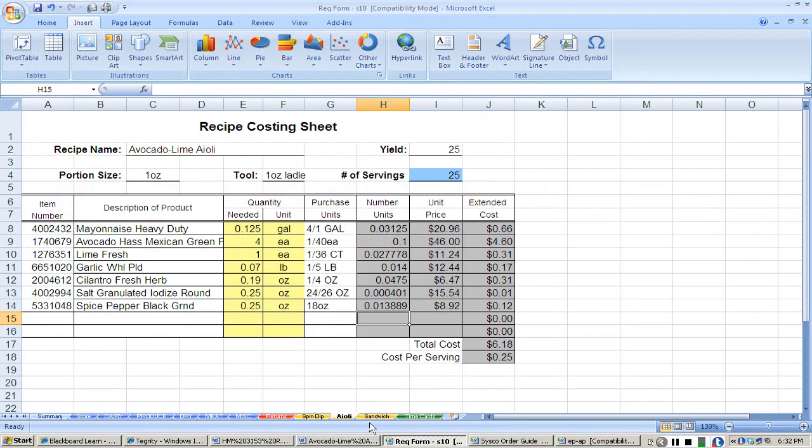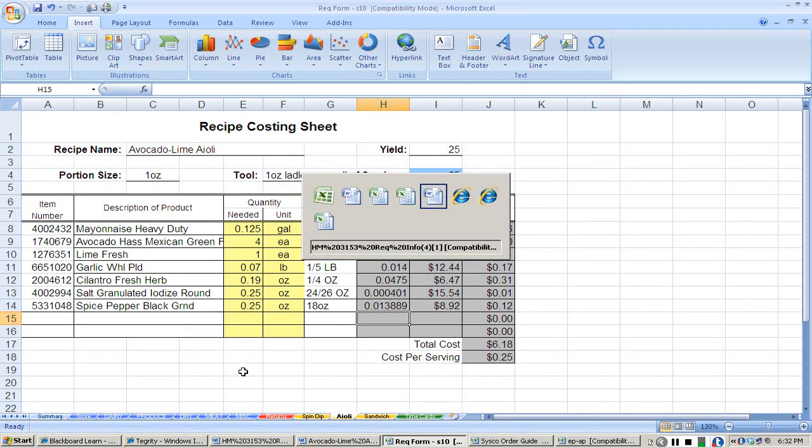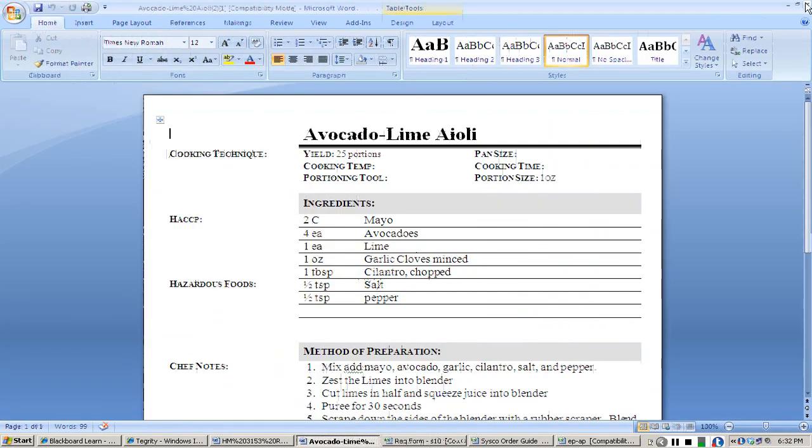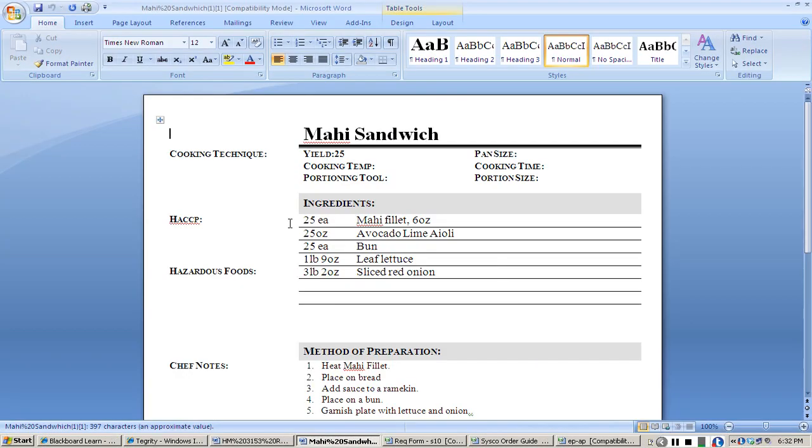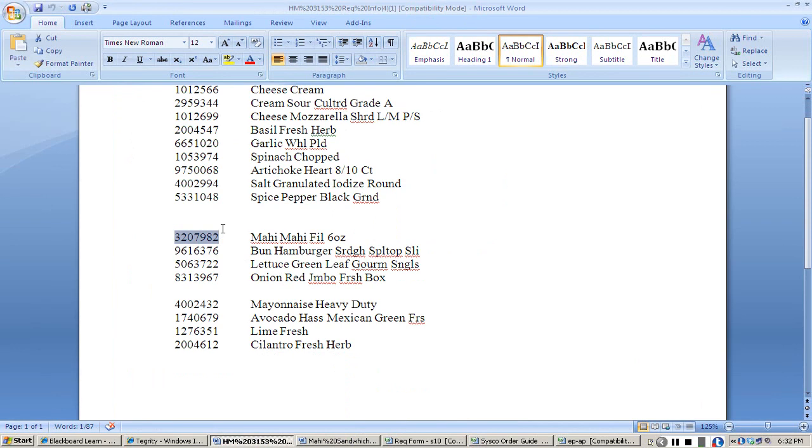And last but not least, we go to Blackboard and get our mahi sandwich recipe. Alright, so 25 mahi fillets. So, copy, go into the order guide.